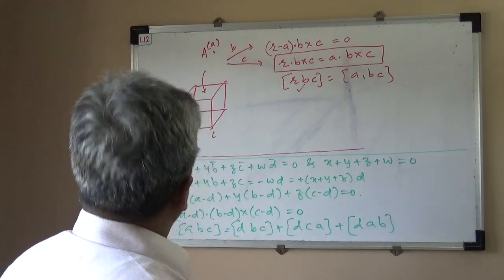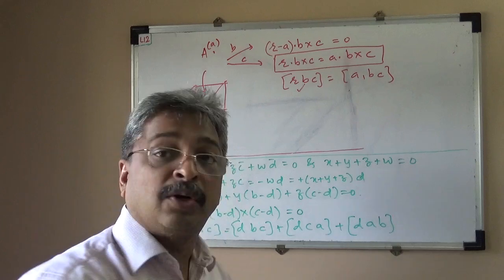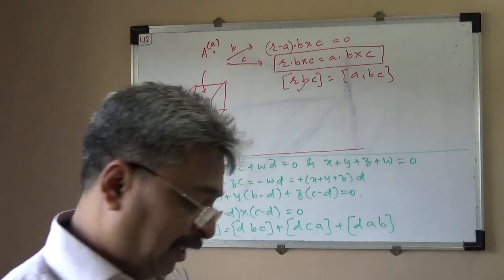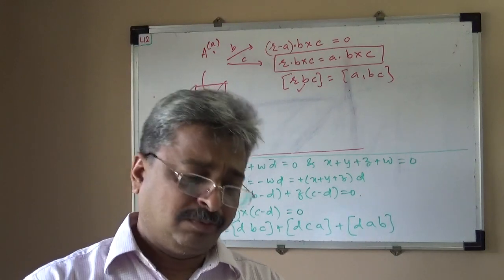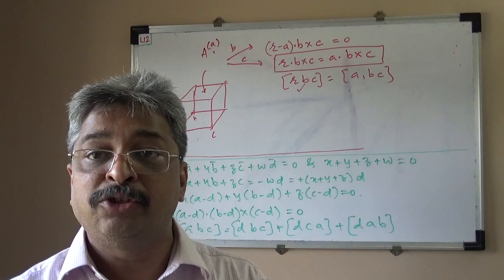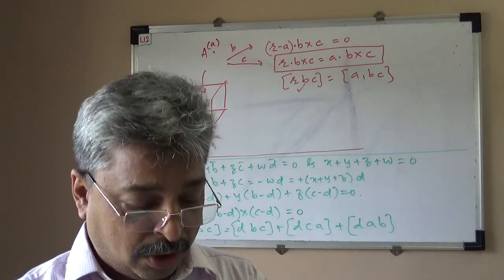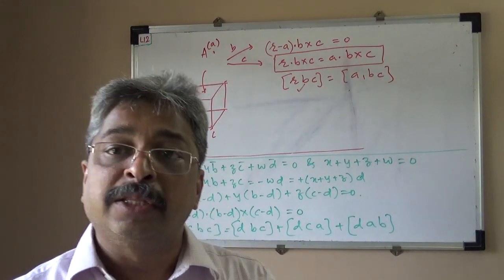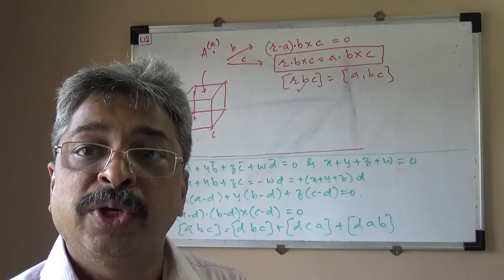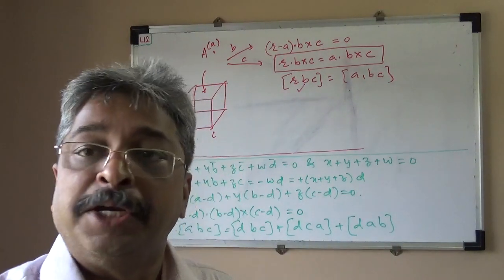Okay, so that is where we stop for lecture number 12, and a couple more lectures on vectors, maybe 3 or 4, and then we have a few more lectures on coordinate geometry, 3-dimensional coordinate geometry. Then the theoretical part is going to be done. Okay, so see you in lecture number 13. Thank you.